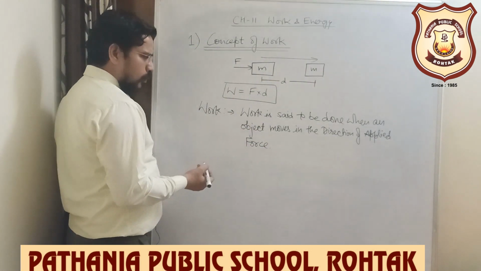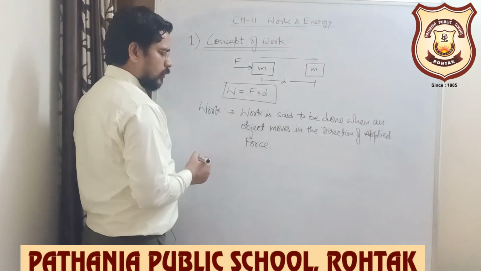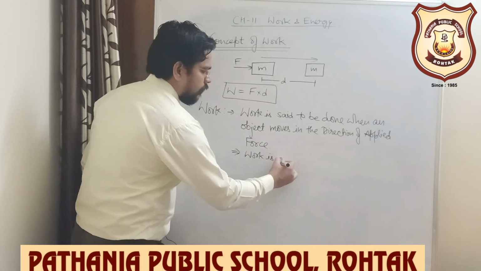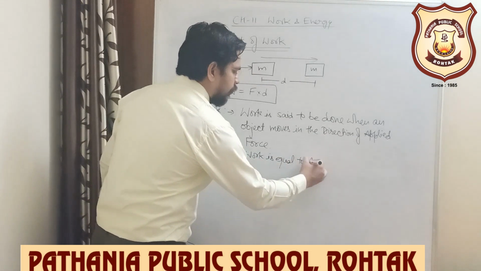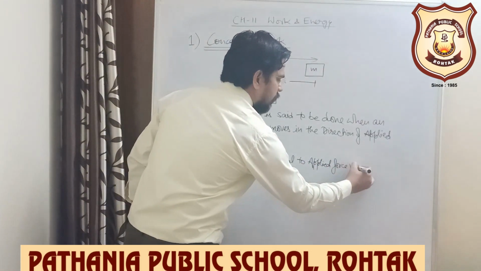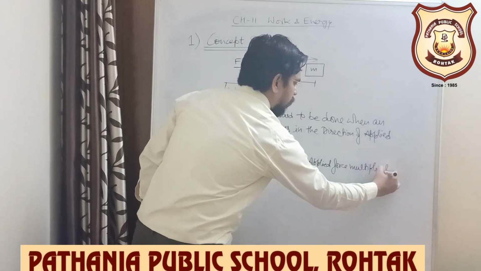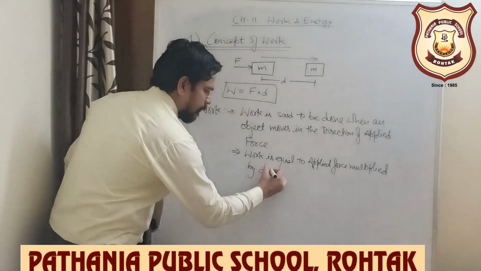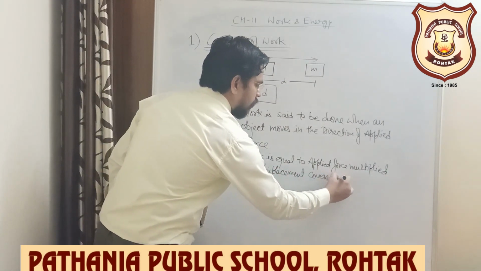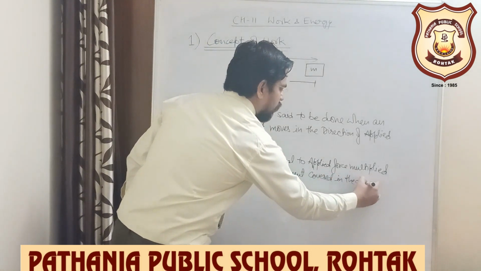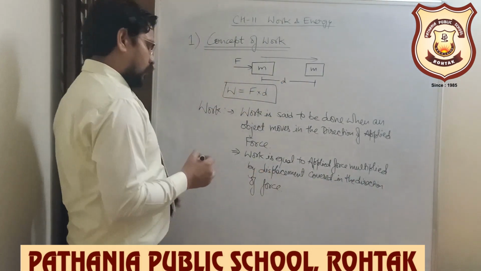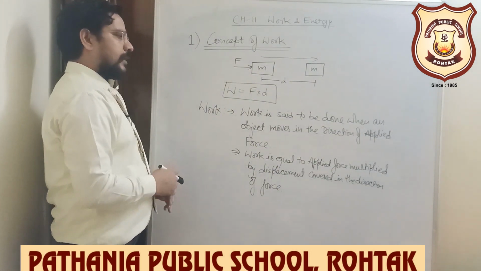And how to calculate work? For that we have the formula W is equal to Fd. So we can also define that work is equal to applied force multiplied by displacement covered in the direction of force. So when your object is moved in the direction of force, work is said to be done.